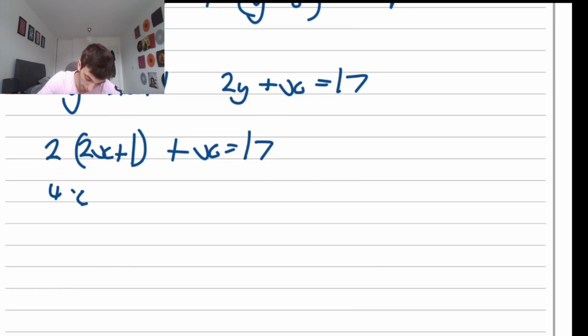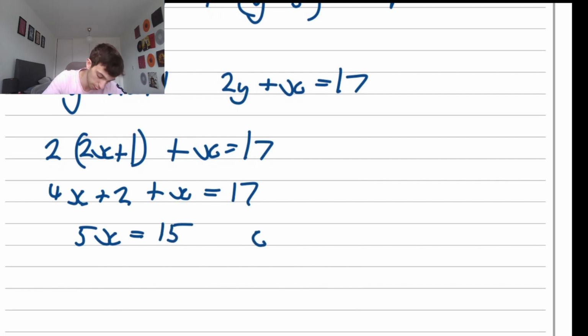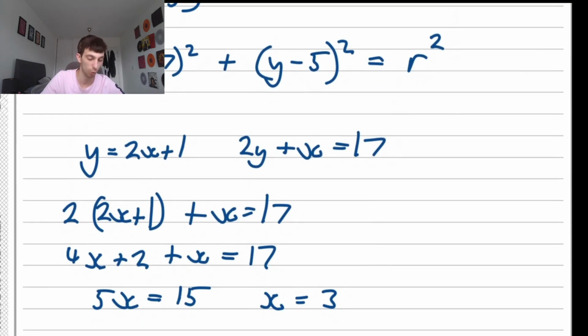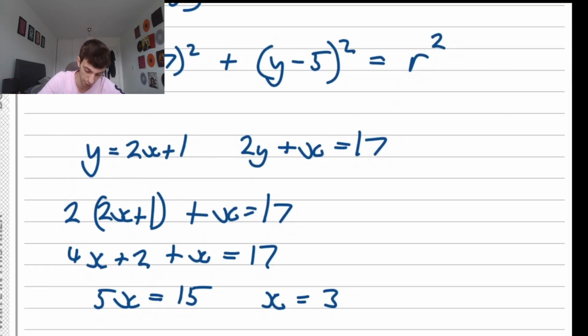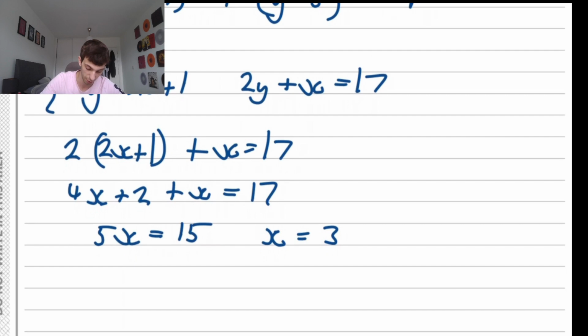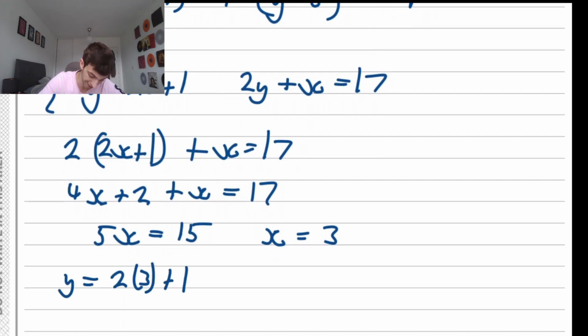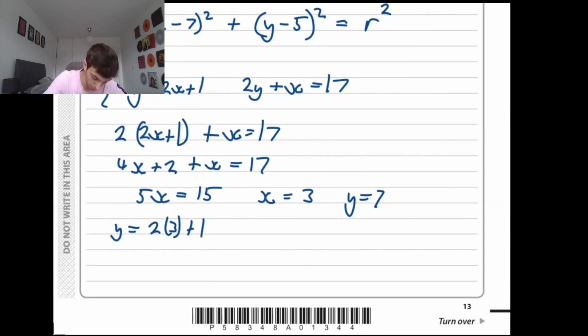2 times 2x, we have 4x plus 2 plus x equals 17. So 4x plus x, we have 5x. Take away 2 from the right-hand side, equals 15. So we have that x equals 15 over 5, which is 3. To find the corresponding y coordinate at P, we can just use the equation y equals 2x plus 1. So we have y equals 2 times 3 plus 1. So that is 6 plus 1, that is 7. So y equals 7. This is great. We now have P to be 3, 7.